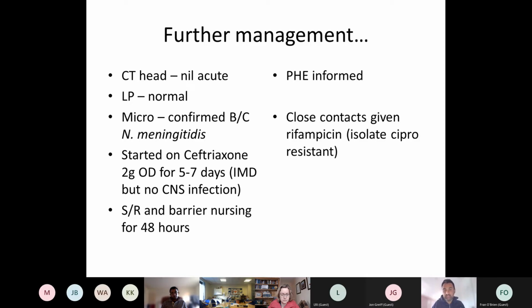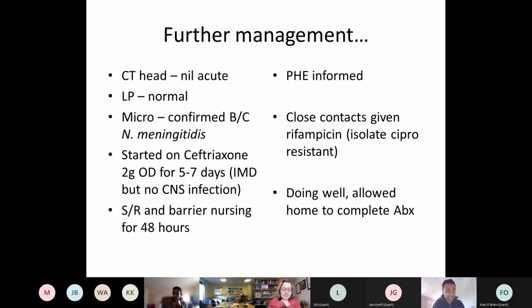Close contacts in this situation do need to be given chemoprophylaxis. So you can either give ciprofloxacin as a single dose, which is usually the easiest thing to give because there are fewer side effects and not many drug-drug interactions. But in this case, because it was resistant, they were given rifampicin as well for 2 days. But we just have to be careful with rifampicin and its drug side effects before giving it. And actually, at the end of that course, he did well, and he was allowed home to complete his antibiotics.